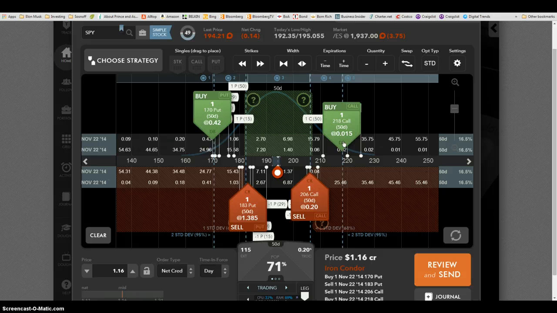Okay, so you will see I can collect now $1.16 credit, and the probability of profit is, so the probability of me not losing money or me making a penny is 71%. Now, how do you know if you're collecting enough? Well, if your IV rank is 35% or greater, you want to collect at least 19.8% of the expected move. How do you do that? How do you figure that out?